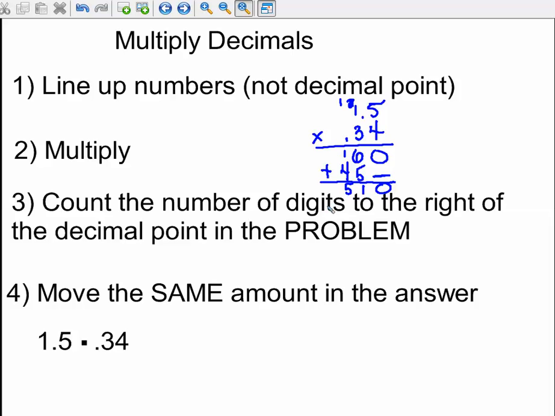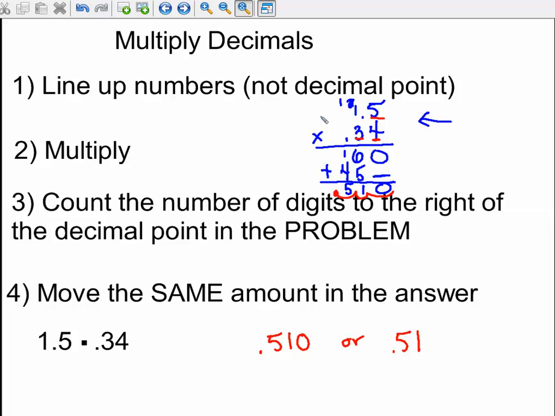So now I have to count the number of digits in the problem up here that are to the right of the decimal point. And it looks like I have 1, 2, 3 numbers to the right of the decimal point in the problem. So over here in the answer, I'm going to start all the way at the right and go 1, 2, 3 to the left in my answer. So there's 3 numbers up here and 3 numbers down here. They have to match up. And so once I've done that, this is my answer, 0.510. Or we could write it 0.51 as my answer.